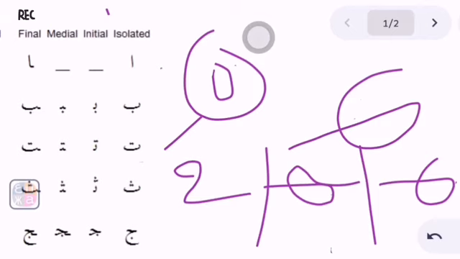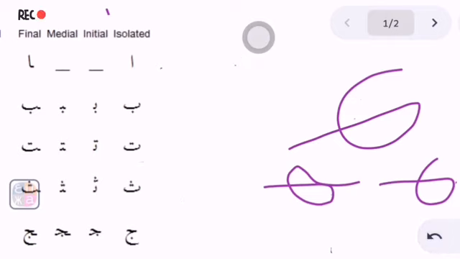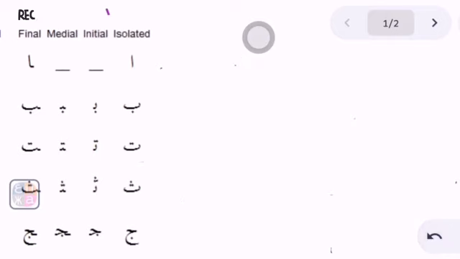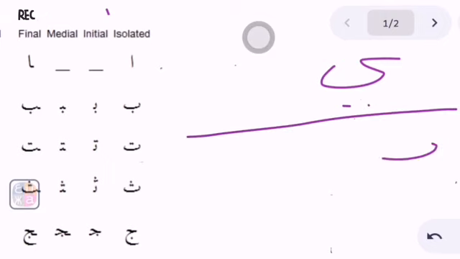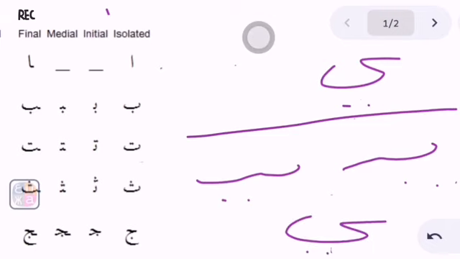Then after that we have ya, which I said should have been put under the family, the category of ba, ta, tha, and nun. So this is ya. At the beginning of any word it is written like this with the two dots. At the middle like this, and at the end to come back to its original structure. This is the way we have ya.